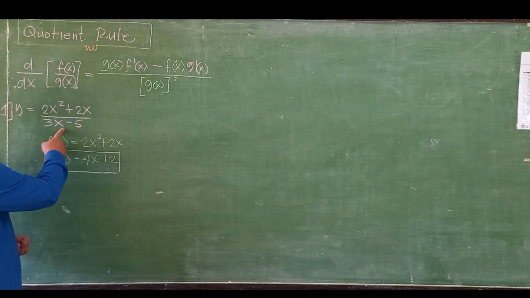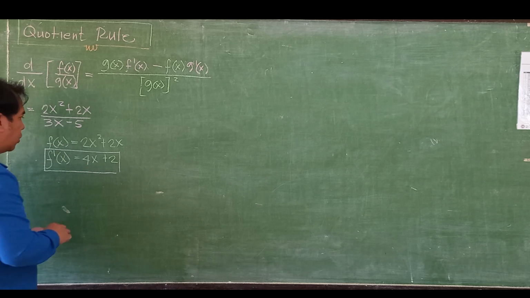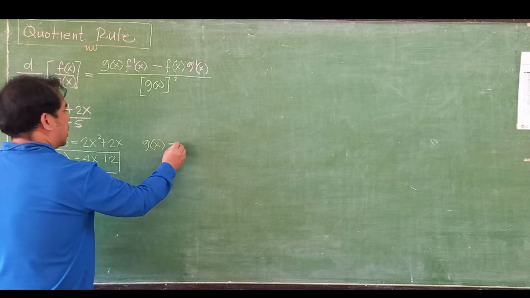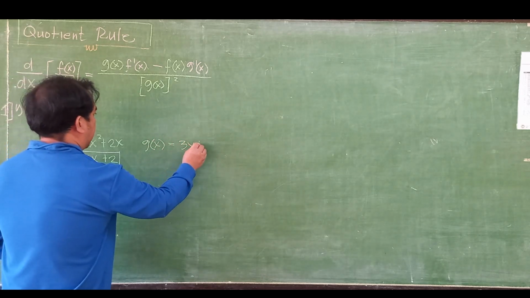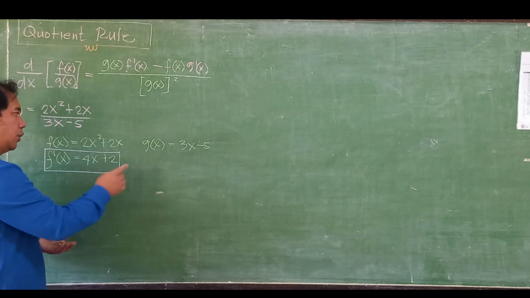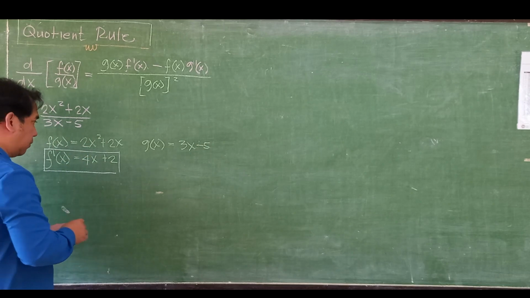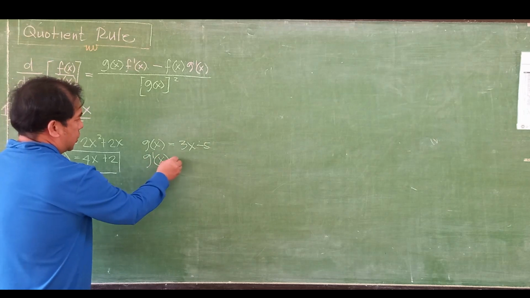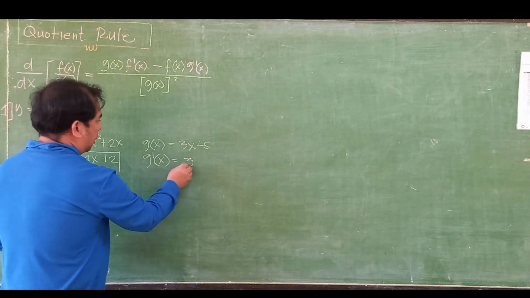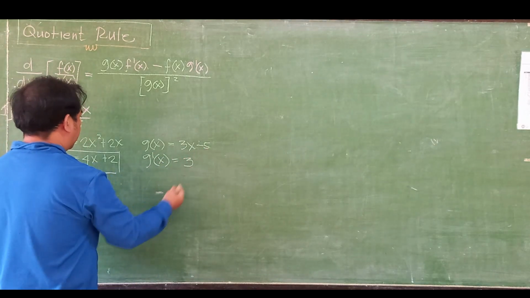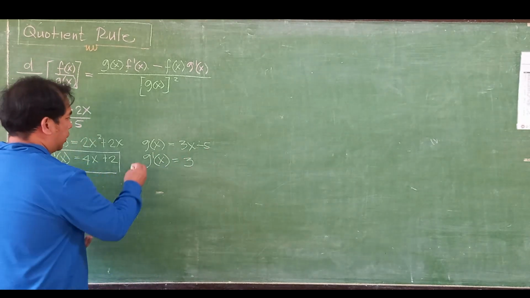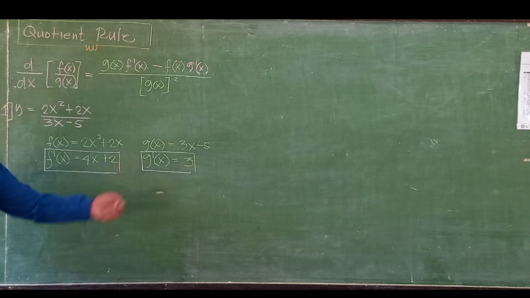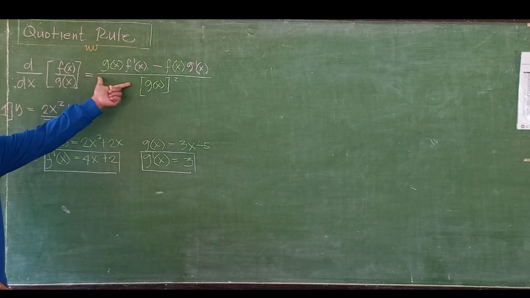Now, what about the g? The g is actually the denominator. So our g function, g of x, is the same as 3x minus 5. Now in here, we will be getting again its derivative. And so what is the derivative? We say g prime of x is the same as 3. What is the derivative of negative 5? That is the same as 0. And so our derivative now, g prime of x, is the same as 3. Now with this, we can now apply this one.